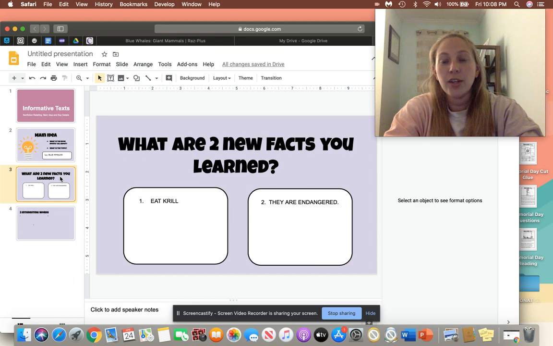Go ahead in your reading today and choose a nonfiction book and think about your main idea and key details. Off you go, readers.